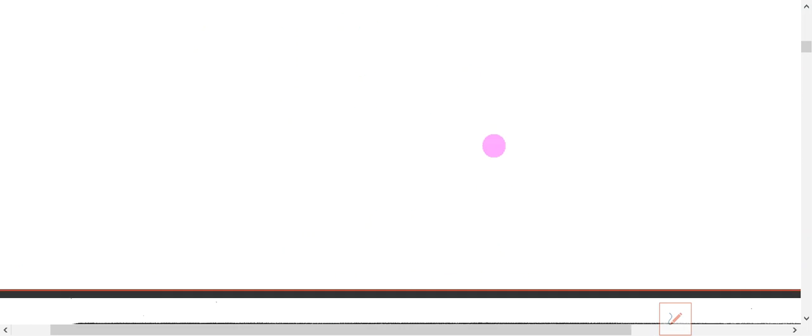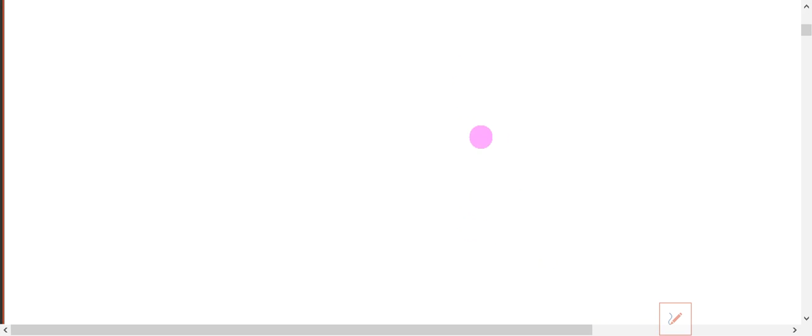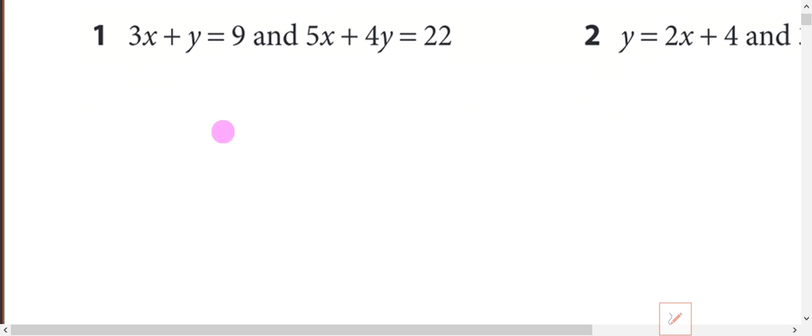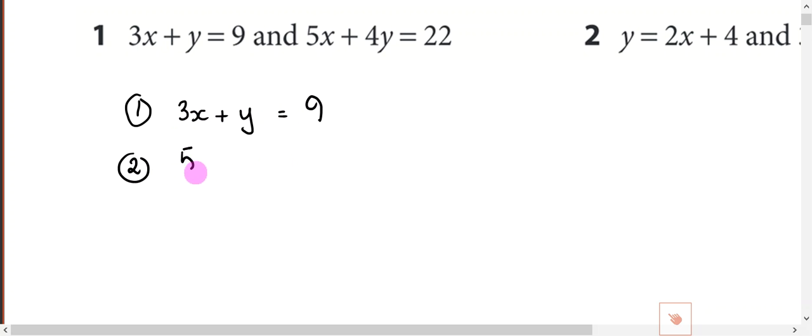Let's go up to the examples then. The next one's in the exercise of the book. All right. I'm just going to rewrite these in the form that we're used to seeing. So I'm going to rewrite it as equation number 1 is 3x plus y equals 9. And equation number 2 is 5x plus 4y equals 22.